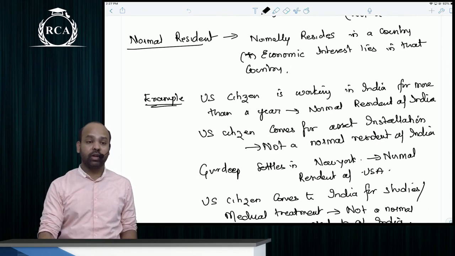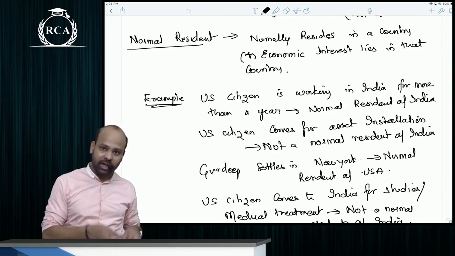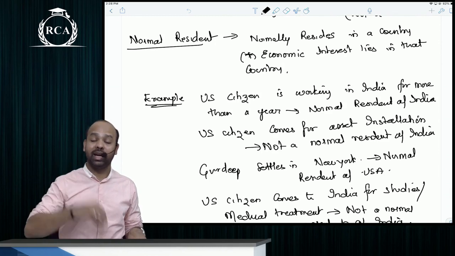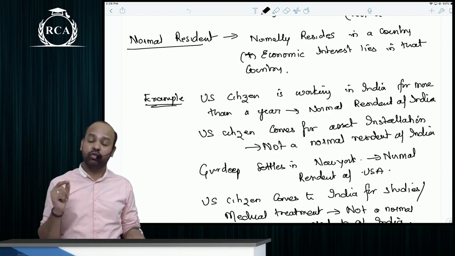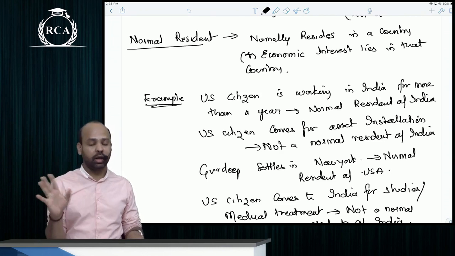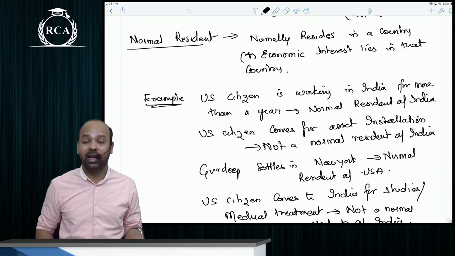Then I told you the meaning of the word normal resident. A normal resident normally resides in that country, plus economic interest lies in that country. It does not matter which country you are a permanent citizen of. What matters is where you are normally residing and whether your economic interest is lying in that country or not.